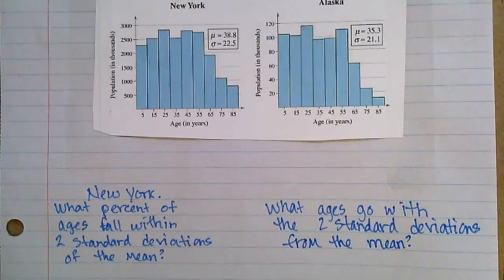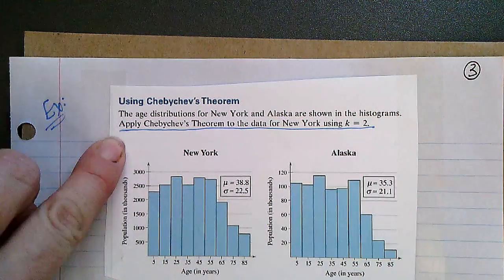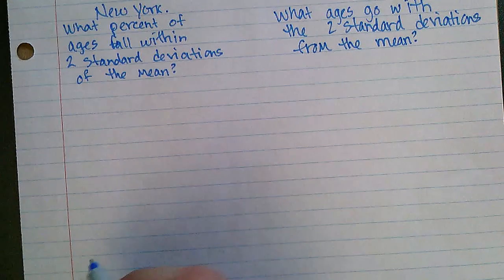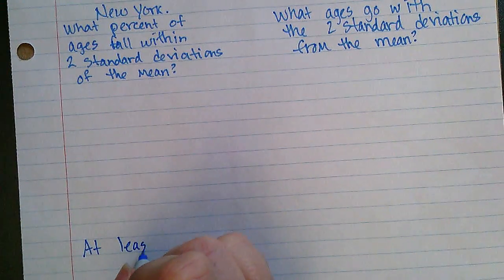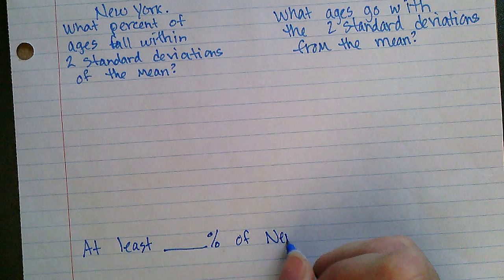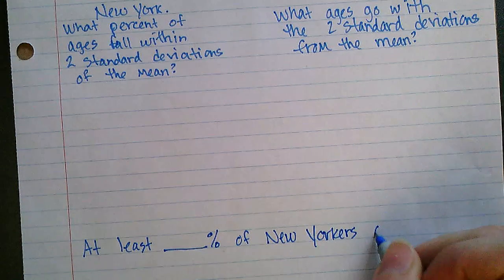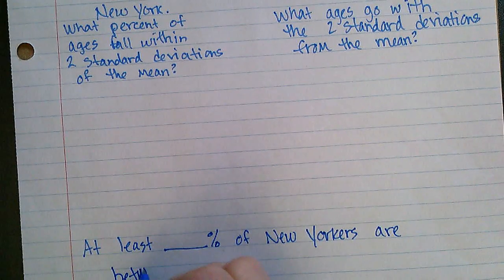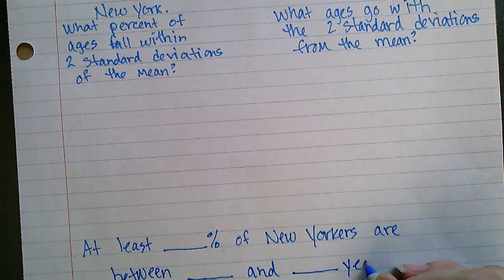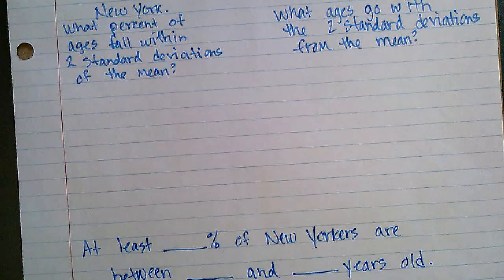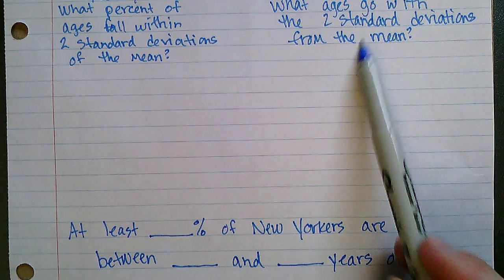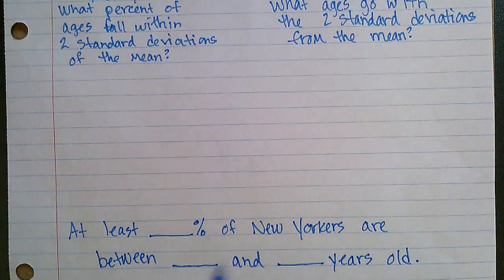So at the end of it, in order to apply Chebyshev's theorem to that data using k equals 2, the end result is going to be a statement that says at least some percent of New Yorkers are between something and something years old. So when we use Chebyshev's theorem to find the percent, that's going to go here. And when we figure out what ages go with those 2 standard deviations, that's going to go here.